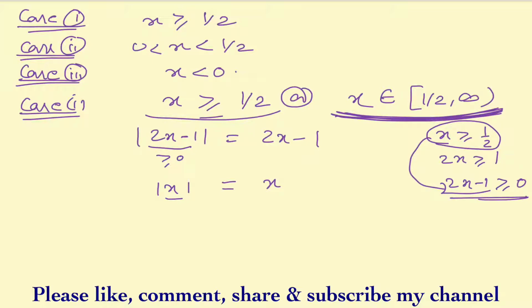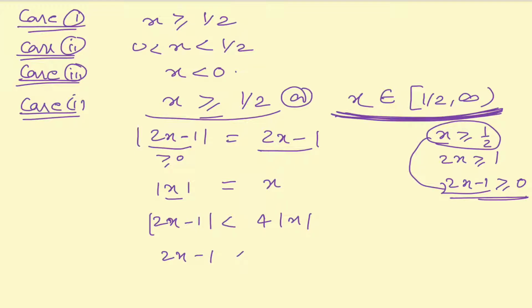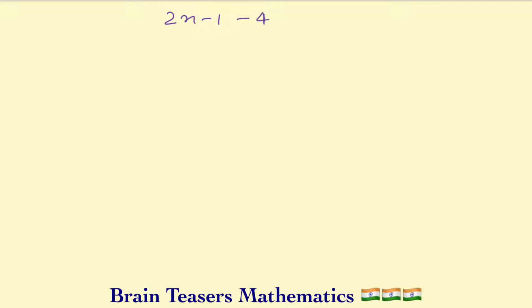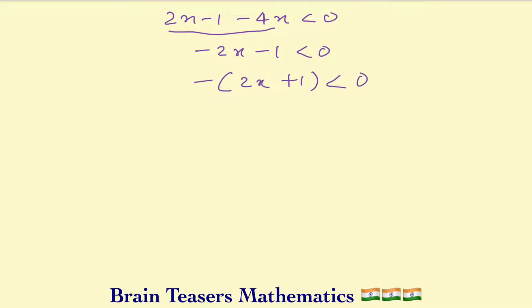Now mod of 2x minus 1 less than 4 times mod x opens as 2x minus 1 less than 4x. Now we transfer the terms: 2x minus 1 minus 4x less than 0, that is minus 2x minus 1 less than 0. Taking minus common, 2x plus 1 less than 0. Multiplying by a minus sign, 2x plus 1 greater than 0, and in this case 2x greater than minus 1, so x greater than minus 1 by 2.